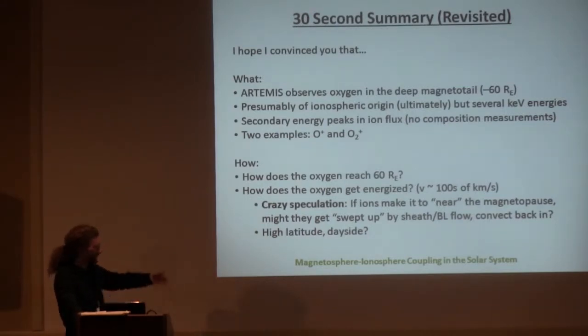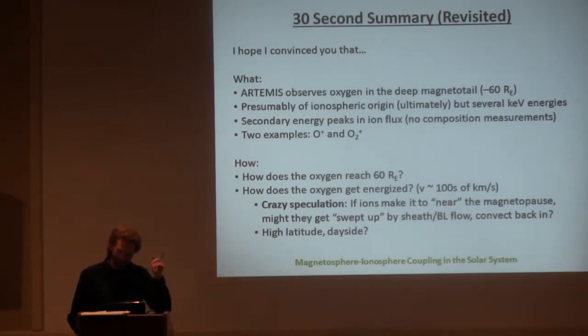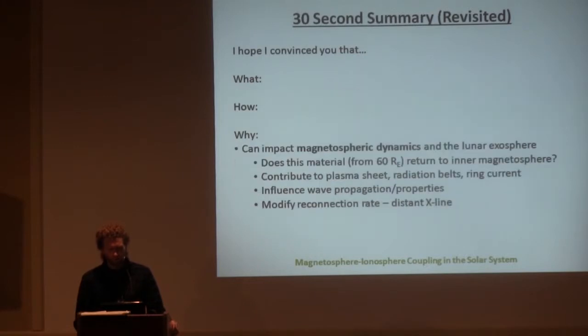And where would they come from, the high latitude? Actually, they could go over the dayside and come back around the flanks. I don't know. Again, crazy speculation. Let's see what else. I don't really know about this.